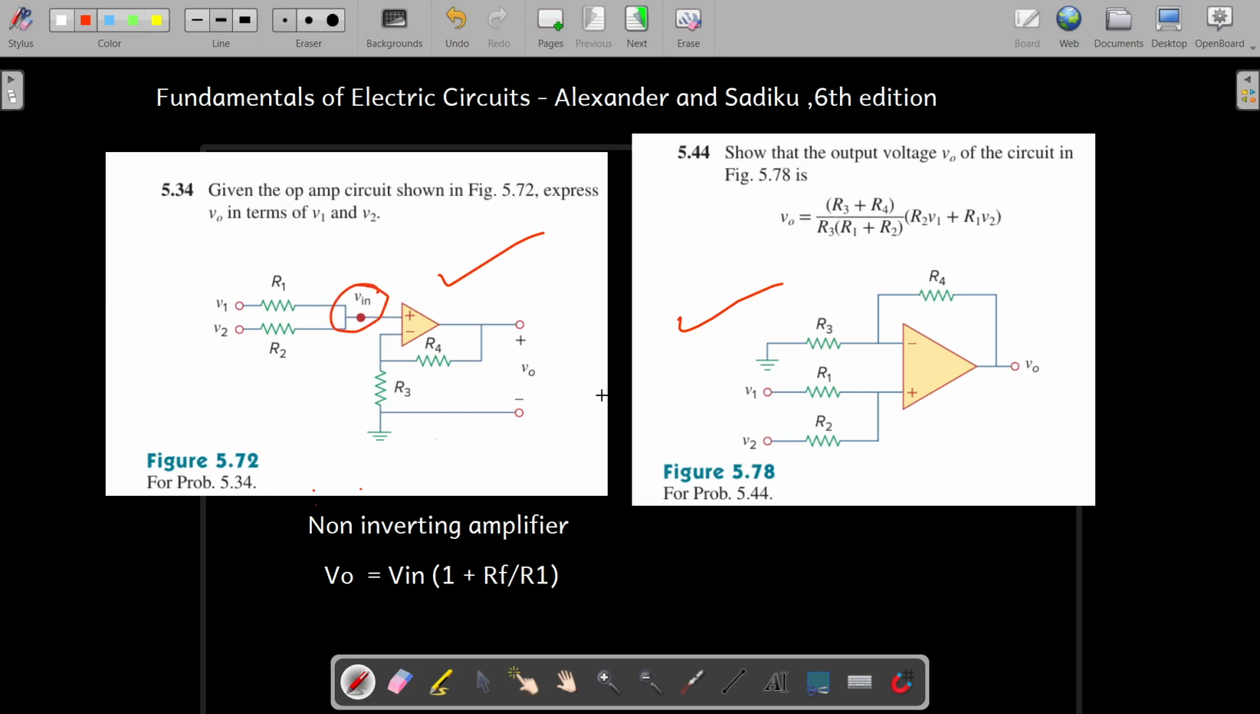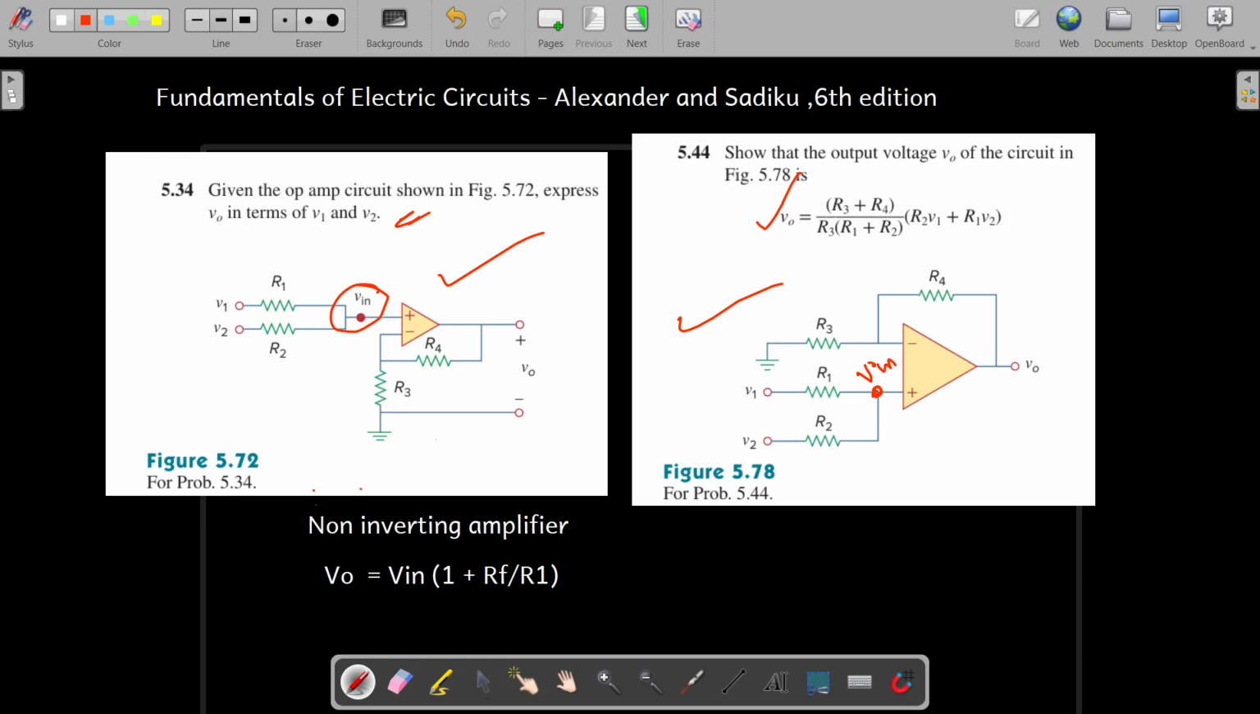And here this Vin is not marked, so you can mark it here. And here the expression or the answer is given, and there the answer is not given, that's it. If you solve this 5.34, that is enough for solving 5.44.